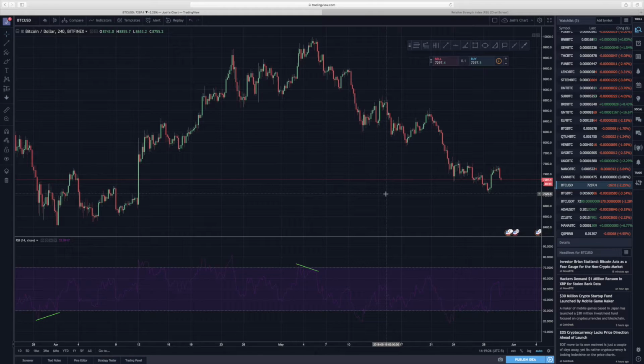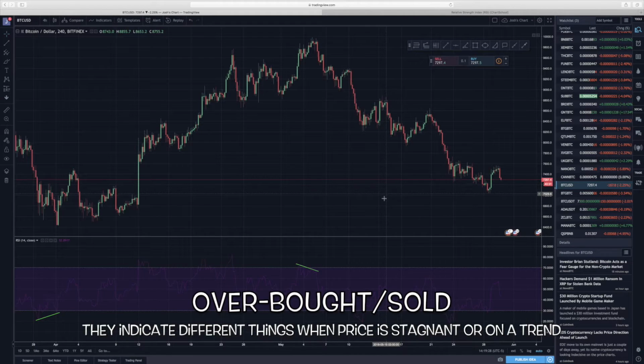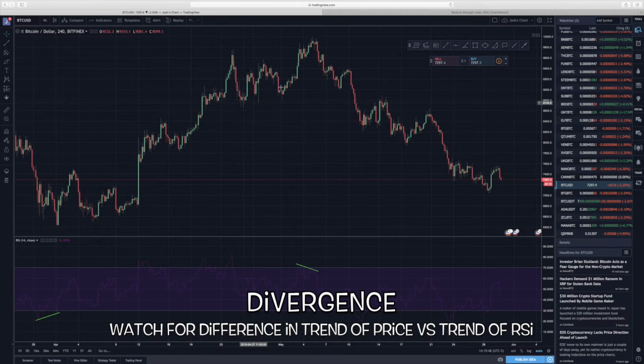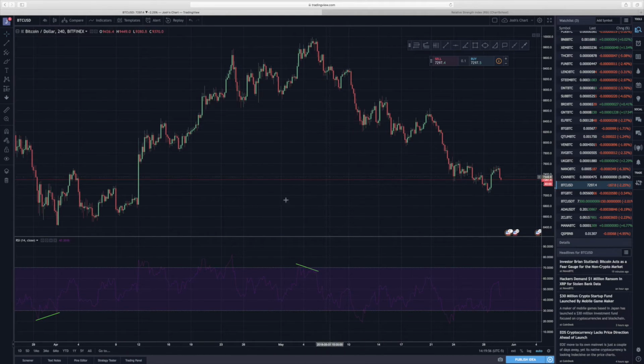Once again, let's go over it. Overbought, oversold. That's when it crosses the overbought or oversold points on the RSI. If the price action is stagnant and flat like this, then it's going to show trend reversals. If the price has an uptrend or a downtrend, it's going to show pullbacks or consolidation. The divergence, you want to watch for the trend of the price action to be the opposite of the RSI. It will show a reversal of the price.